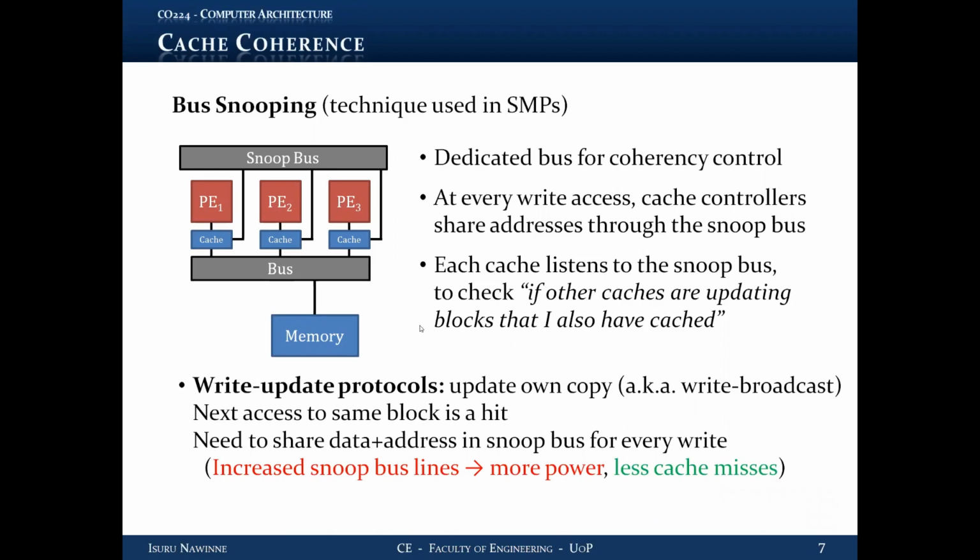Then the other type of protocols are called write update protocol. Remember that I said cache controllers are listening to the Snoop bus to see if a broadcast write is coming, right? If some other cache controller is going to broadcast a write, if I also have the same data, same address in my cache, then I need to do something about it. And that something, one thing, the easiest thing we can do is invalidate our own copy.